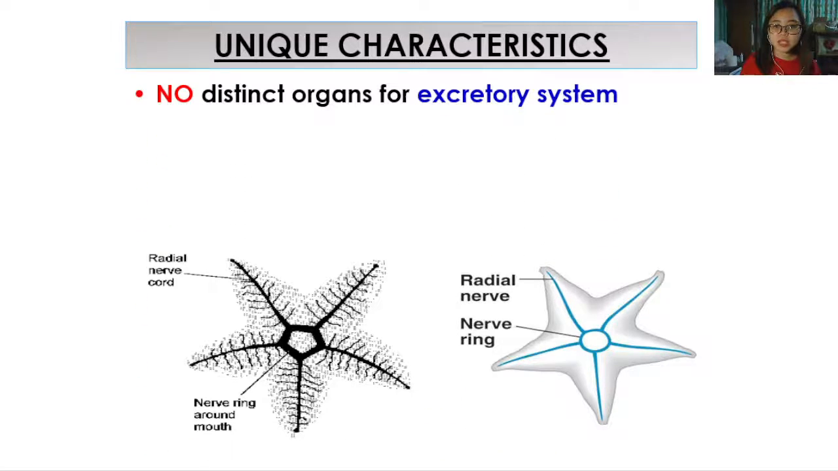There are no distinct organs for echinoderms for their excretory system. So, there is no obvious organ that we can say is the analogous part for kidneys.